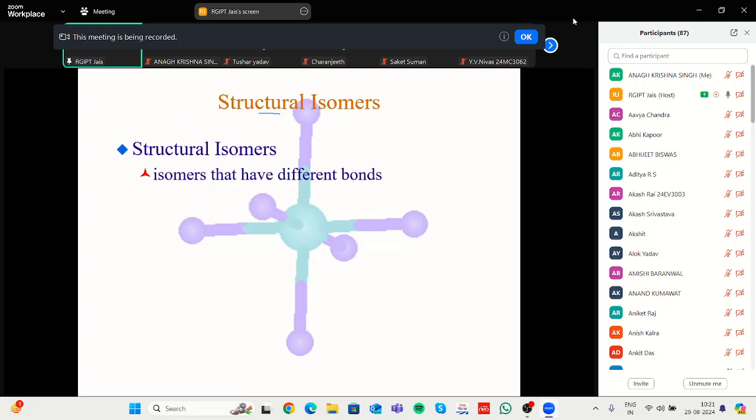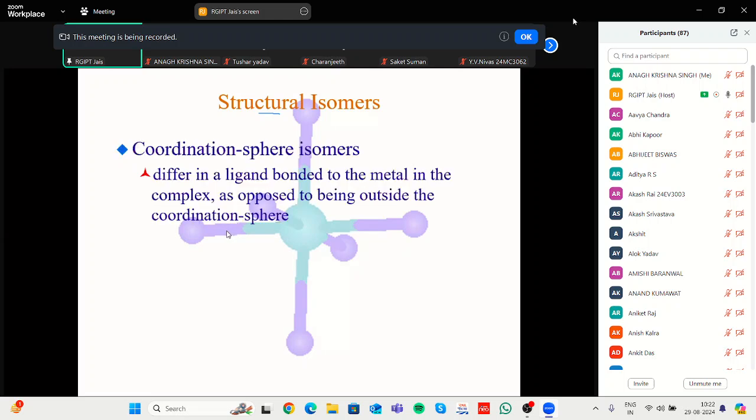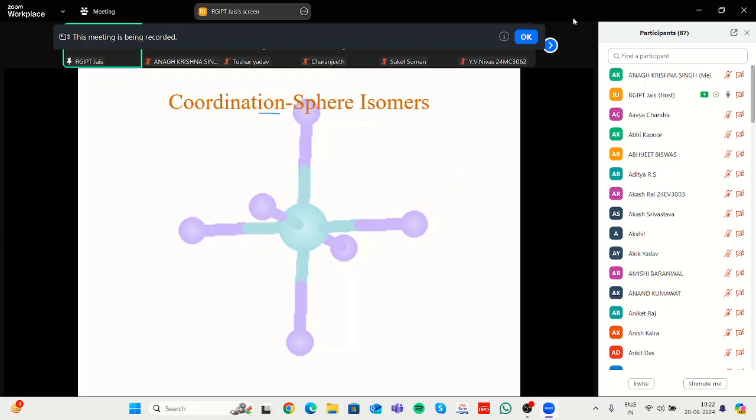Isomers having different bonds means the structure is different, like axial or equatorial bonds, where axial bonds are longer as compared to equatorial. The structural isomer is based upon which type of ligand is bonding within the coordination sphere. Coordination sphere means which type of coordination sphere forms the isomer, like a coordination sphere having different structure.